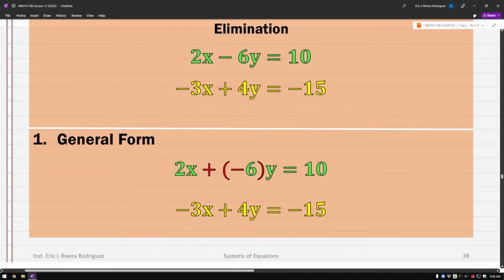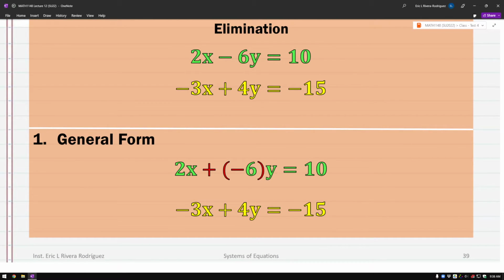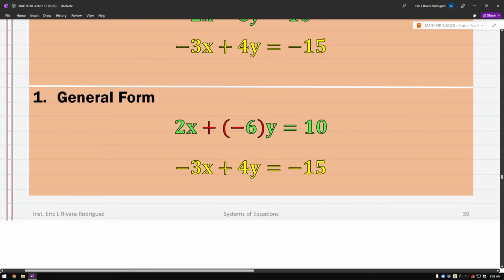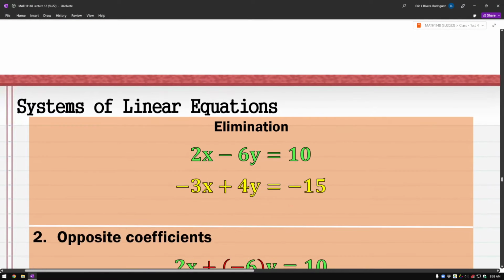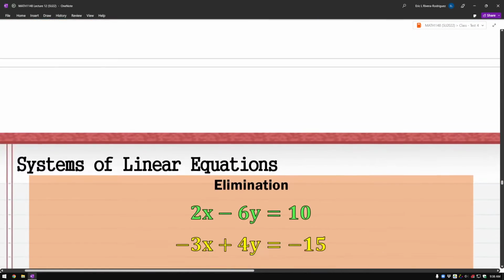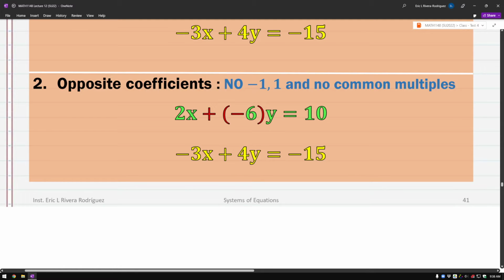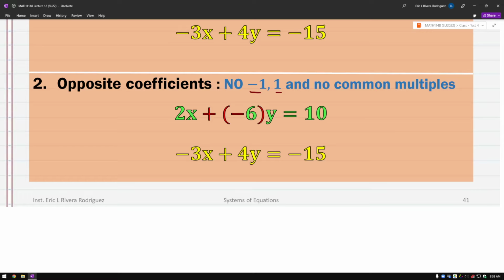So what happened here? First thing we are going to do is the general form, right? And we don't find any opposite coefficients, so we cannot add them together and just eliminate one variable. Then we don't have -1 as a coefficient. We don't have +1 as a coefficient. There's no common multiple. So that means when we have none of these three, we need to multiply both equations, like you did. Okay, we need to multiply both equations.